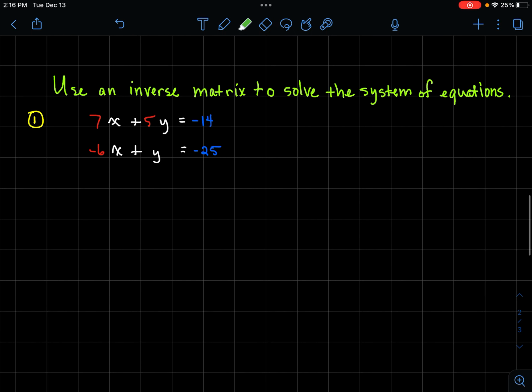So we've got a couple examples that we'll look through. Use the inverse matrix to solve the system of equations. So here's a system of equations. We have 7x plus 5y equal to negative 14, and negative 6x plus y equal to negative 25.